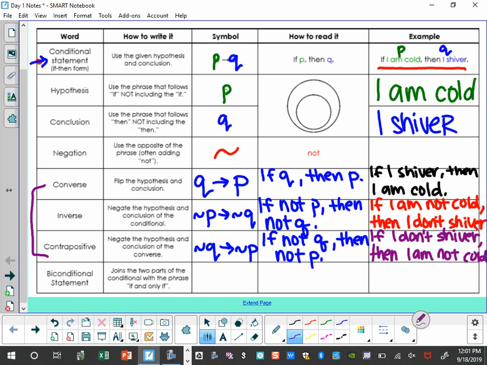You guys see how this can get confusing with the P's and the Q's and the nots? Yeah. Okay, so keep up with this blue sheet. We'll practice it a lot, but I know it's a lot to memorize.